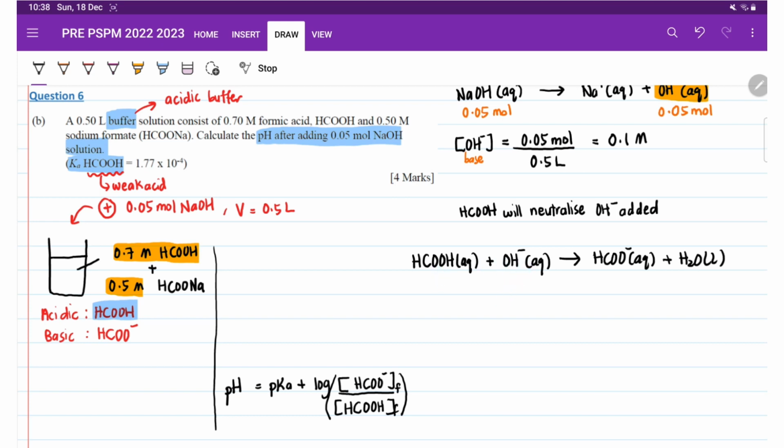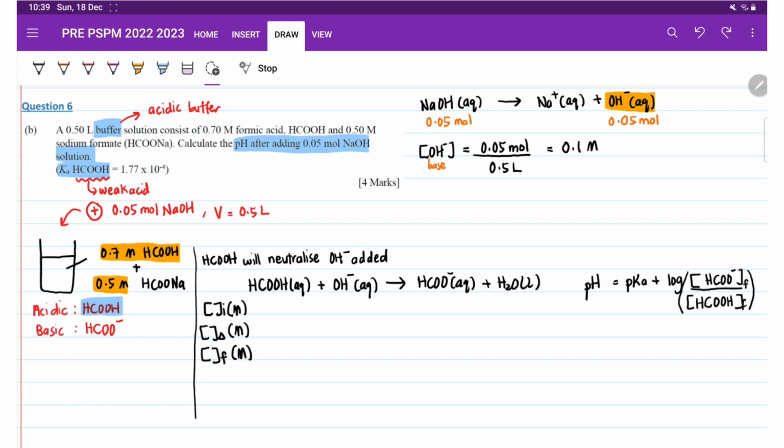So, kita kena buat dekat sini kita punya table. Table apa? Initial, change and final. So, I rearrange a bit, okay, my calculation over here. So, concentration initial, change and final. So, what are the concentrations? So, HCOOH, so this is the concentration, 0.7. OH minus, this is the concentration yang kita dapat tadi, 0.1. HCOO minus is 0.5 over here. Okay, dan H2O kita akan dashkan sahaja.